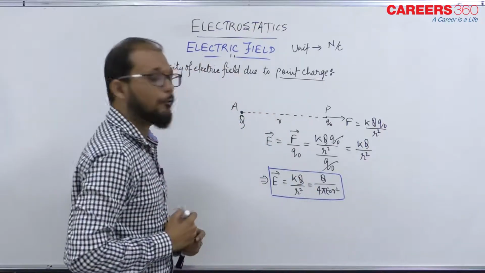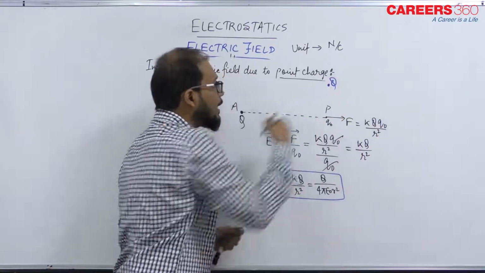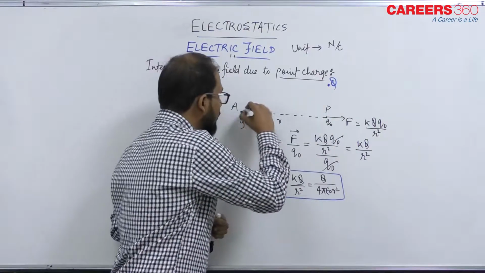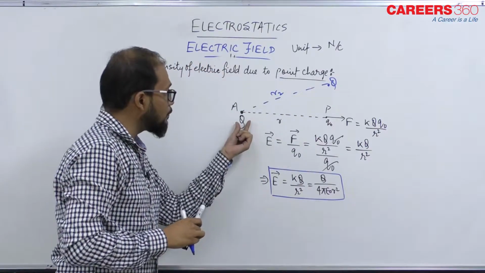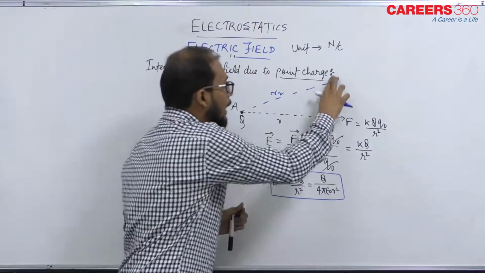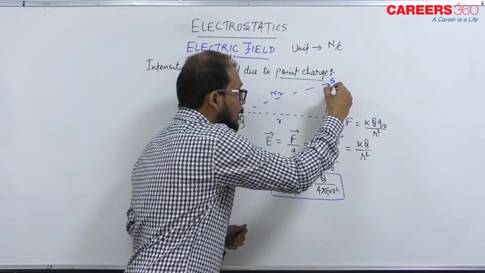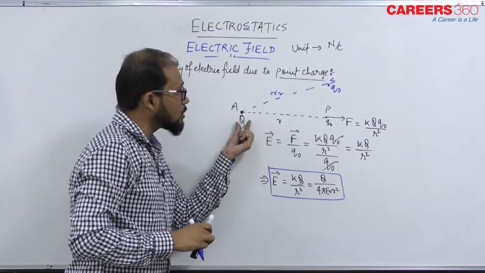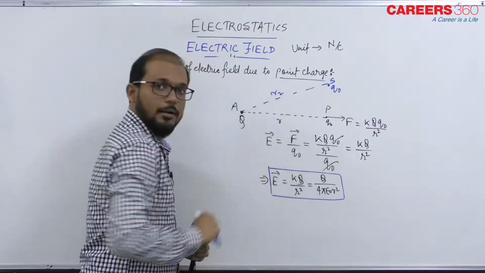Similarly, suppose we have to find the electric field due to this Q at another point. Then again we will bring a test charge Q naught and place it here, and suppose the distance between these two charges is R2. Then the electric field due to this point charge Q at this point, let it be point S, if we bring a test charge Q naught here, will be equal to KQ upon R2 square.